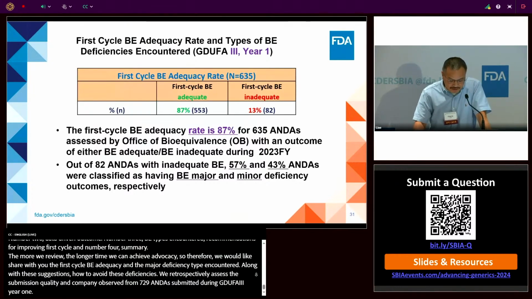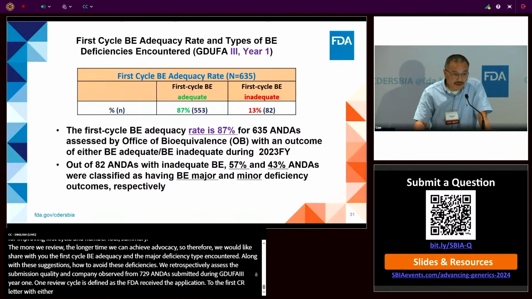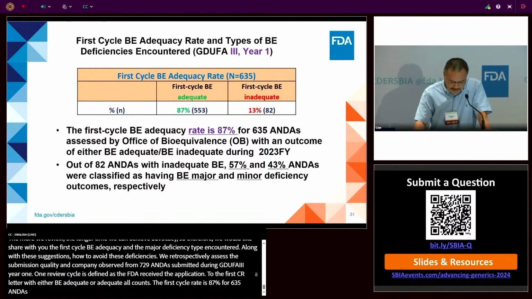One review cycle is defined as FDA receiving the application through to the first CR letter, with either BE inadequate or BE adequate outcomes. The first cycle bioequivalence rate is 87% for 635 ANDAs assessed by OB. Out of 82 BE inadequate ANDAs, 57% and 43% were classified as BE major or minor deficiency, respectively.